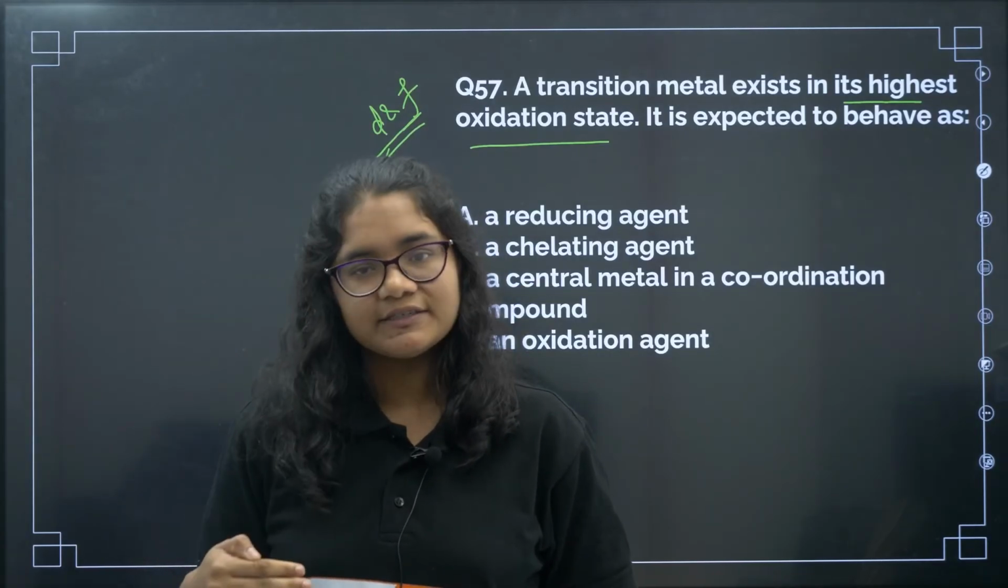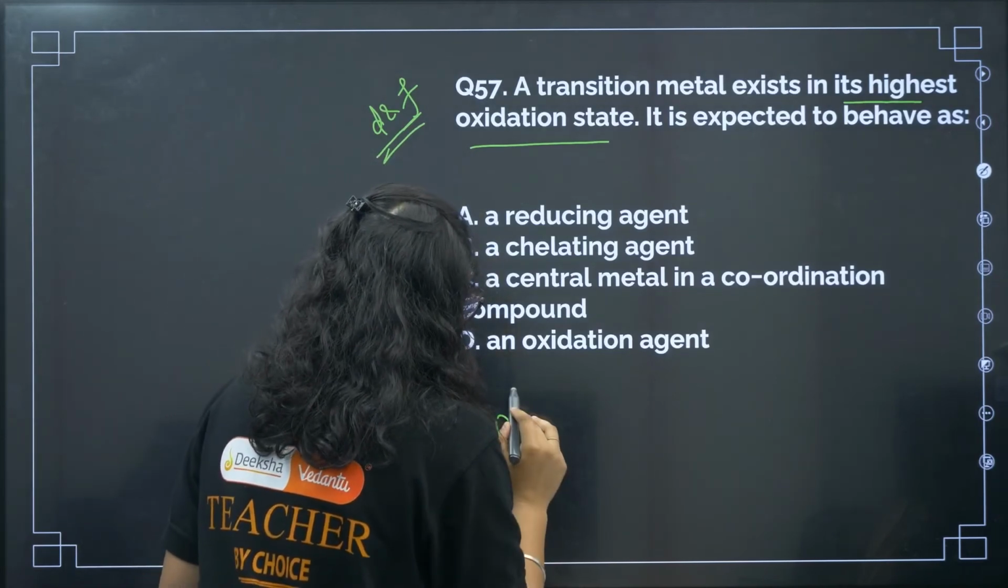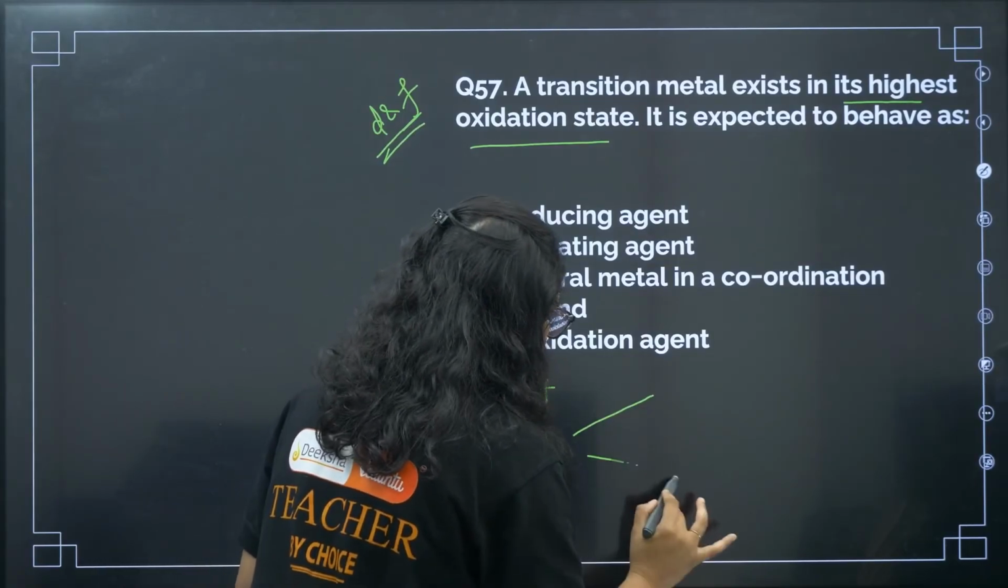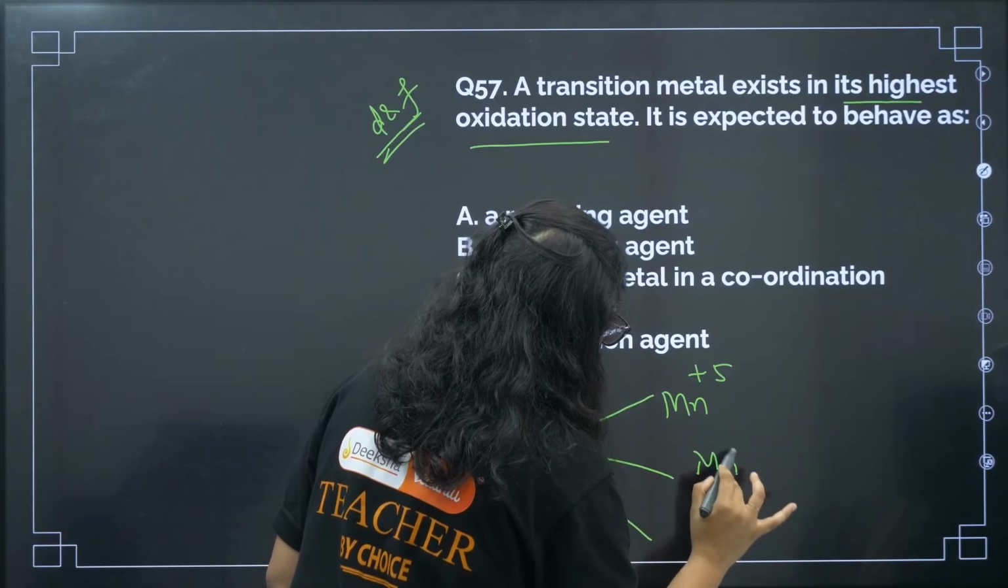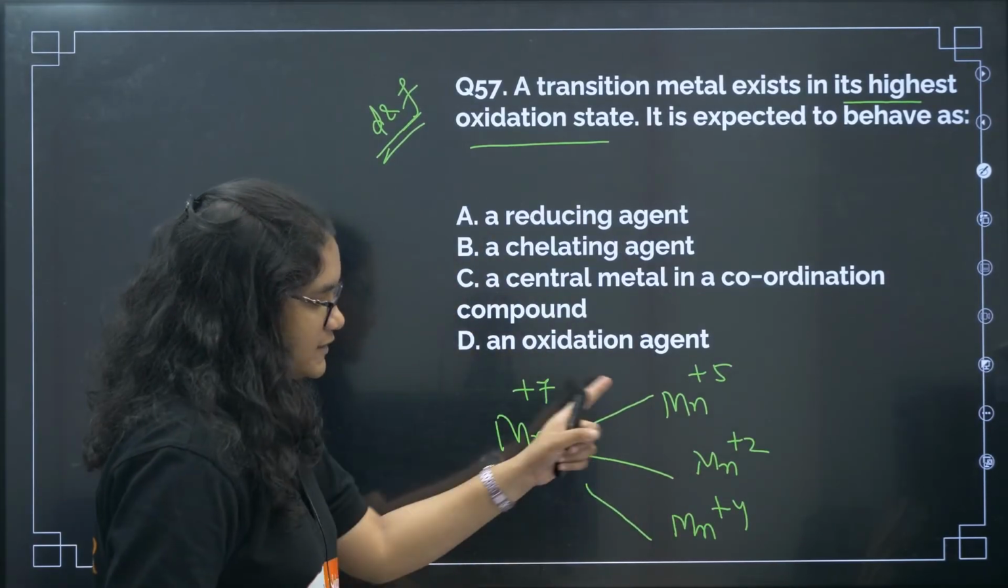It will reduce its oxidation state, right? For example, let us talk about manganese. We know that manganese is in +7 and it is the highest oxidation state. Then manganese can go to which oxidation state? It can go to +5, it can go to +2, it can go to +4, right? So it will reduce its oxidation state.